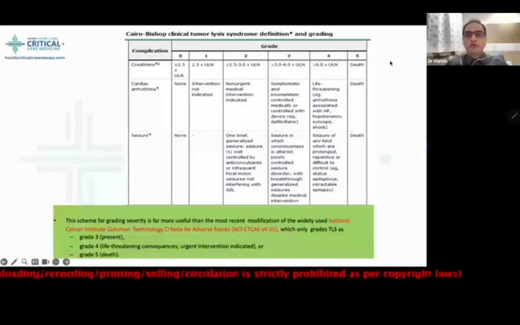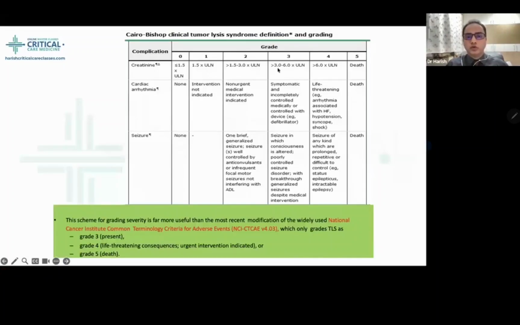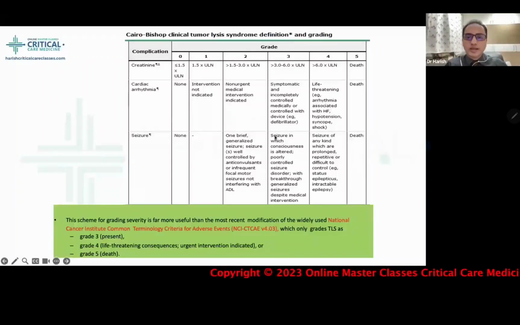Okay, so we have some grading. The examiner might ask about it. It is graded depending upon the value of creatinine, cardiac arrhythmia, seizure. These are the complications. They have graded it into grade 0, 1, 2, 3, 4. So depending upon the value of creatinine, cardiac arrhythmia, seizures, you can just go through this grading. Some examiners might ask for the Cairo-Bishop clinical tumor lysis syndrome definition and the grading.